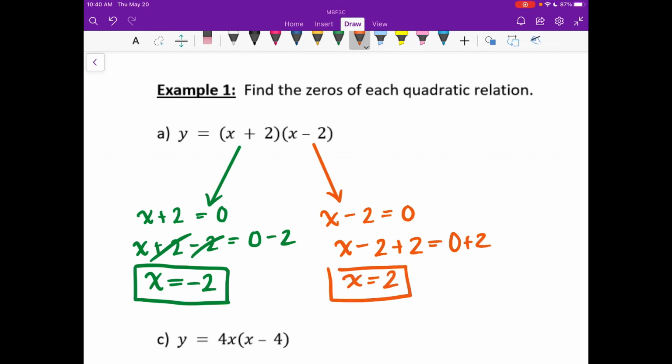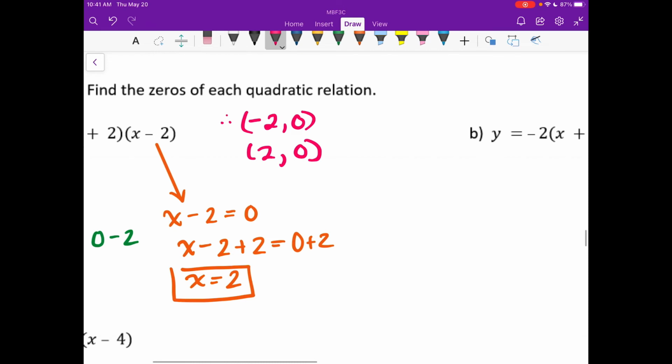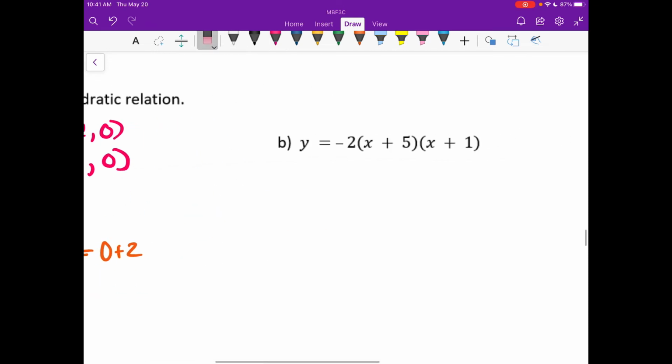So the zeros of this quadratic relationship are, therefore, and just always write your therefore statement with them in the way that they should be, negative 2 and 0. And the x is always going to be the first one, so, and then 2 and 0. They're always going to be written in format x, 0. Okay, so let's go here.